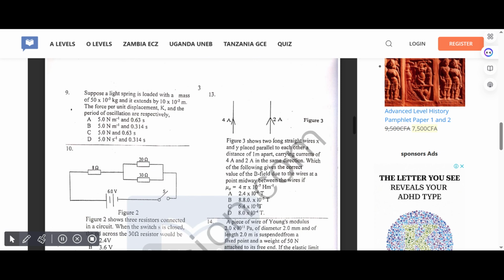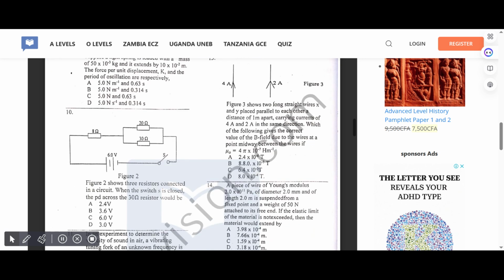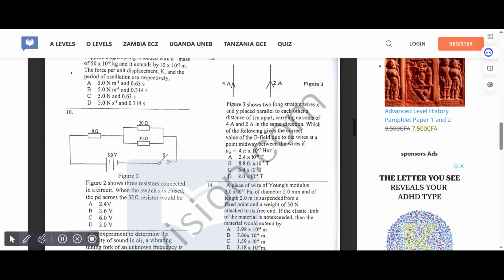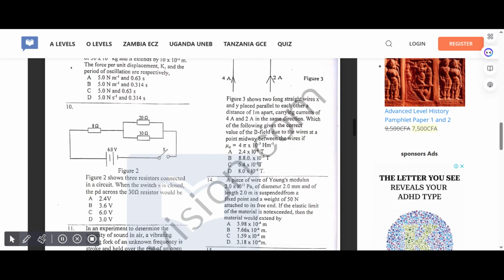Figure 3 shows two long straight wires X and Y placed parallel to each other, a distance of 1 m apart, carrying currents of 4A and 2A in the same direction. Which of the following gives the correct value of the B field due to the wires at the point midway between the wires? Correct answer for 13 is B.